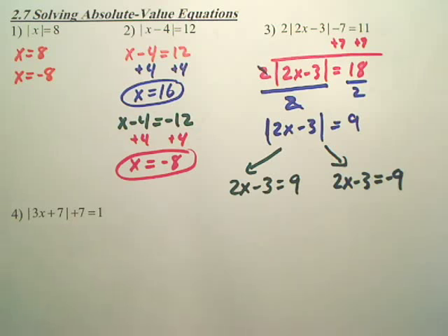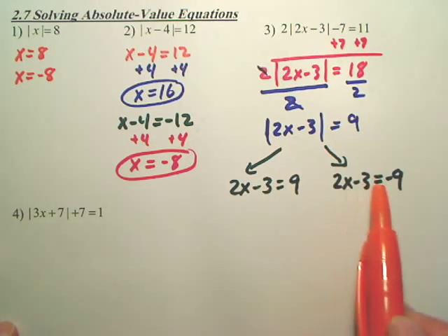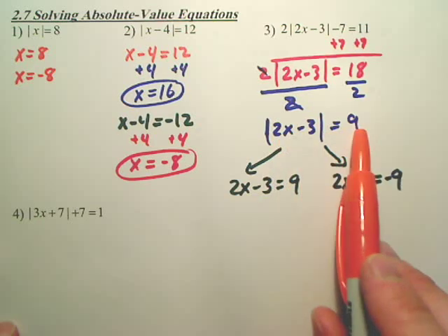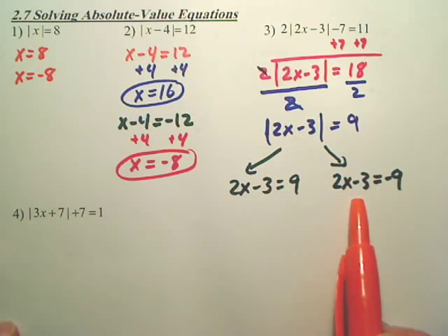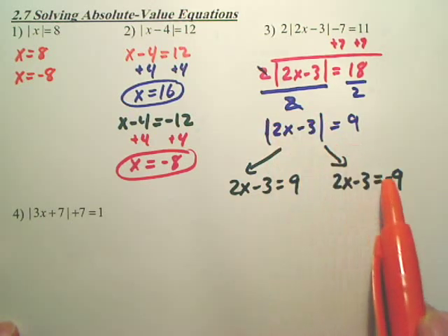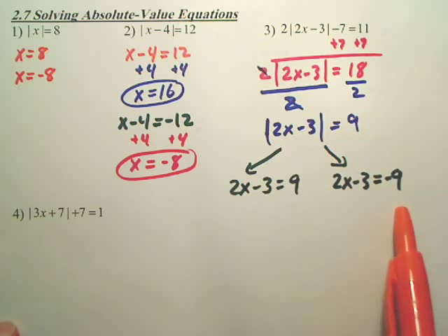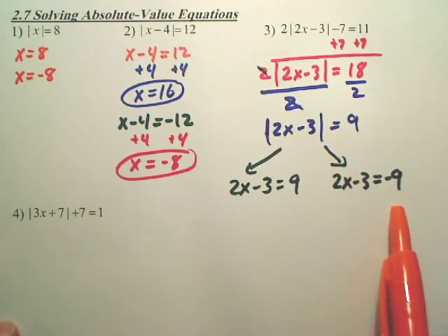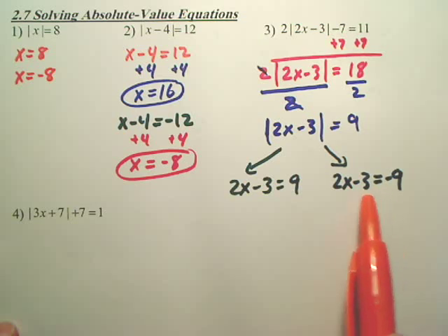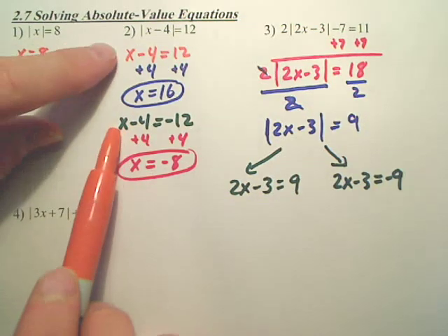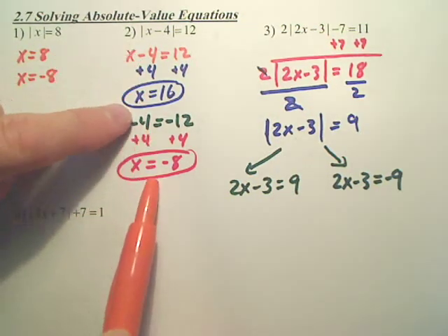So here's your 2 equations. With absolute values, you make 2 equations. One where you get your normal equation. The other one where you set this piece equal to the opposite of that. So in this situation, negative 9. So we basically make 2 equations, solve each of them. See right here? We made 2 equations. We solved each of them.